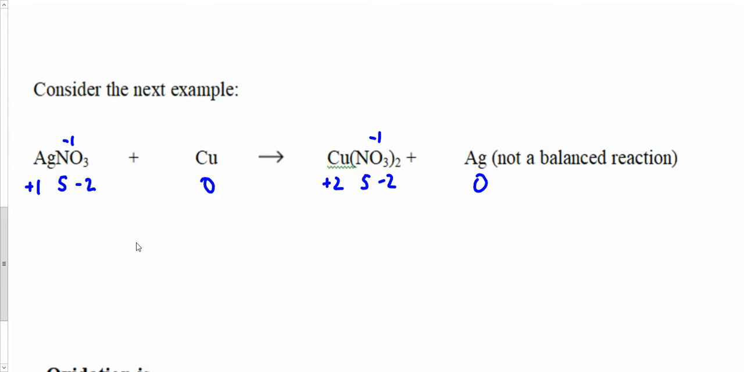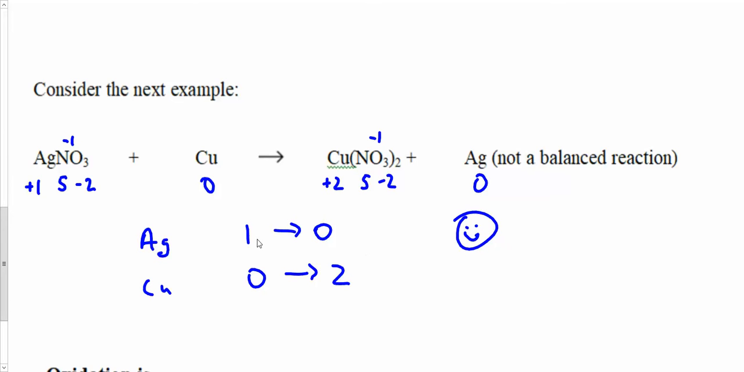So when I look here, O is the same, N is the same, but Ag seems to be going from 1 to 0, and Cu seems to be going from 0 to 2. And currently, I am happy, because one is going down and the other one is going up. If they both go up or they both go down, I've got a problem there. I've made a mistake somehow. But I want one going up and one going down. This is a redox reaction.